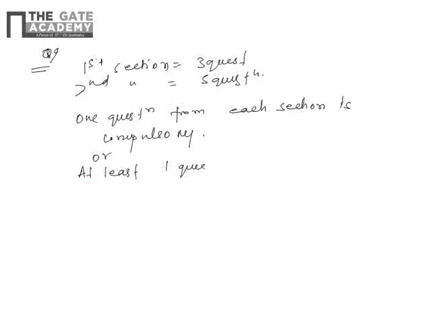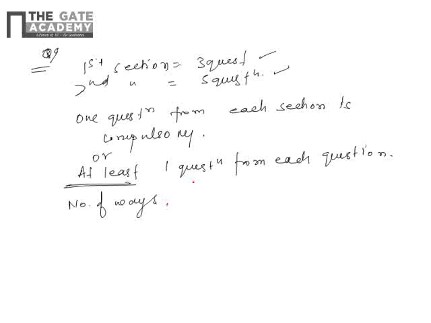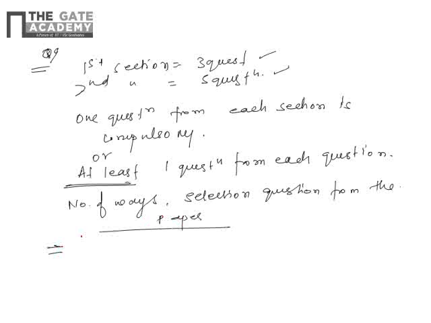So since it is compulsory, it means at least one question from each section. This is nothing but one question from each section. At least means maximum he can select 3 questions in the first, and in the second also he can select 5 questions. So what will be the number of ways then? The number of ways a candidate can select questions from the paper will be what? What can he do?